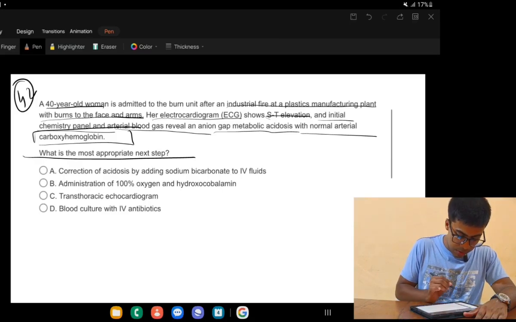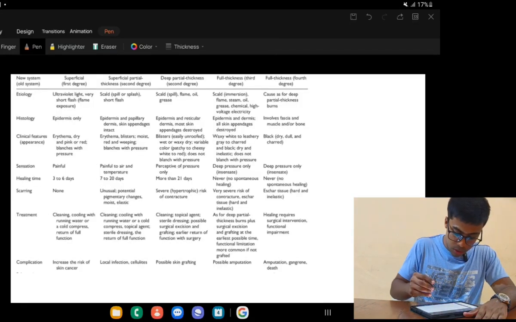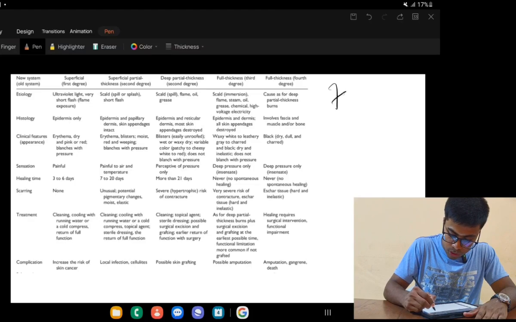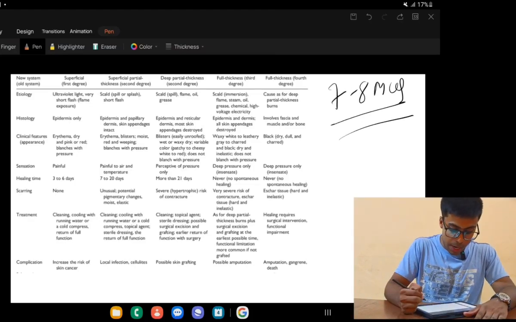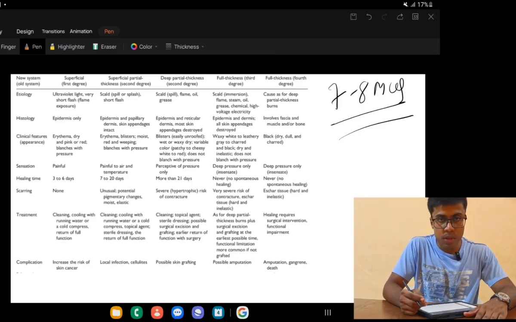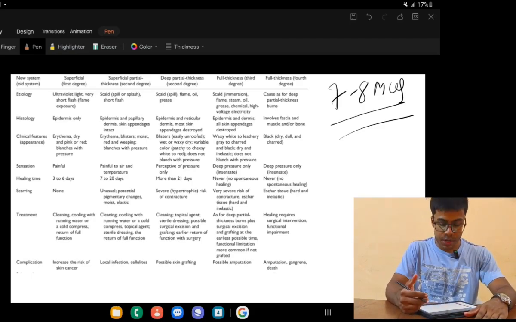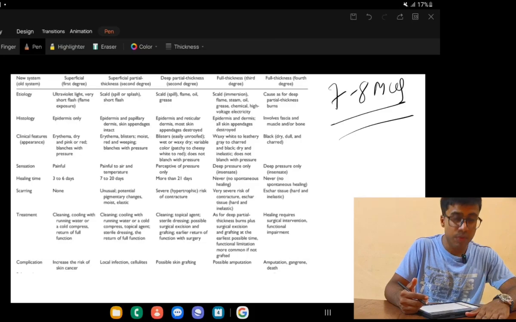So let's see burns first, how burns are there. From this table, at least 7 to 8 questions can be made. So you should learn this table by heart, and this table was with me every time. Like before the exam, I was revising it every time, because it's very difficult for me to learn stuff.